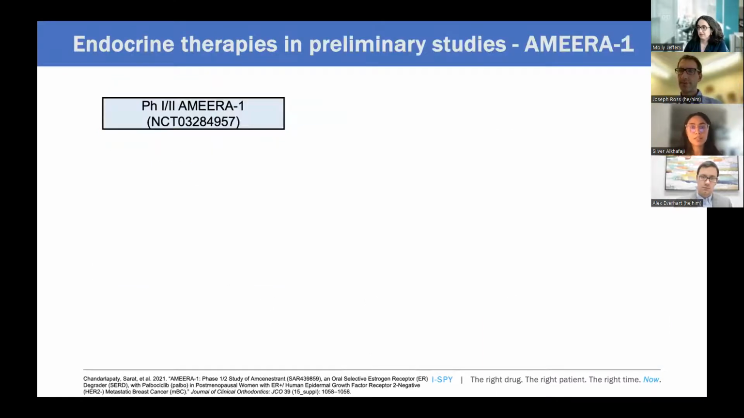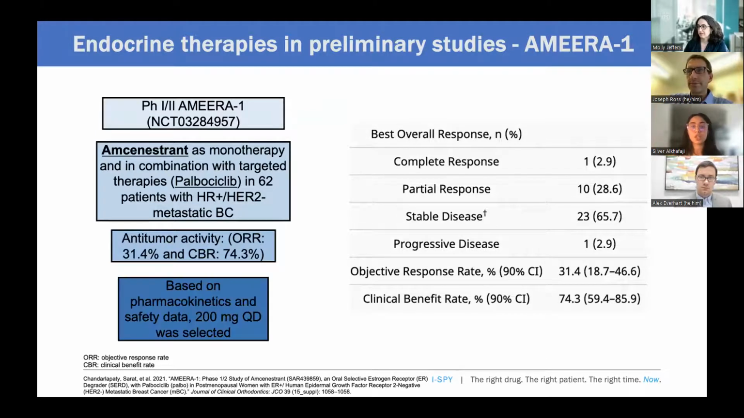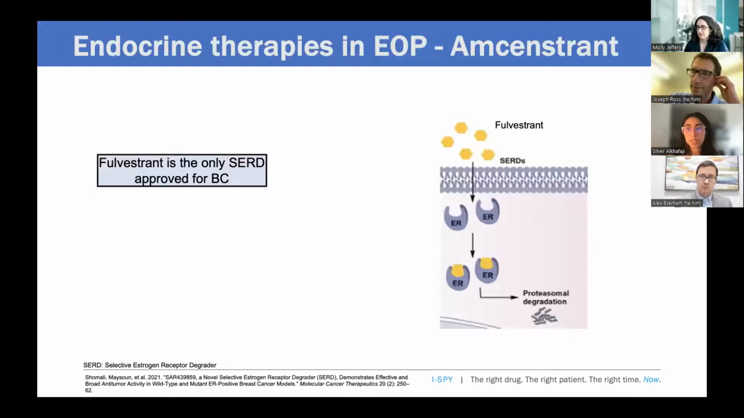The rationale behind this use of these 2 treatments comes from another ongoing phase 1/2 trial called AMEERA. They use amcenestrant as monotherapy and in combination with another targeted therapy called palbociclib in the same patient population that's being tested in I-SPY 2. And they saw really good PK behavior, so really good bioavailability, and encouraging efficacy at 200 milligrams of amcenestrant given daily.